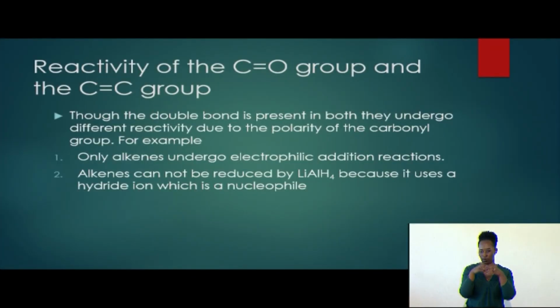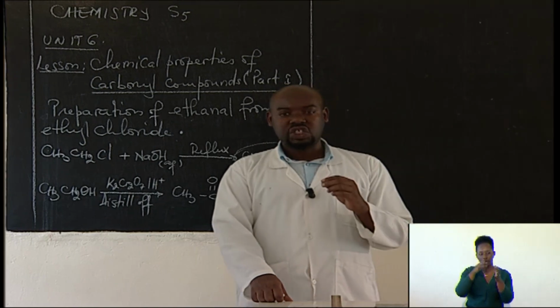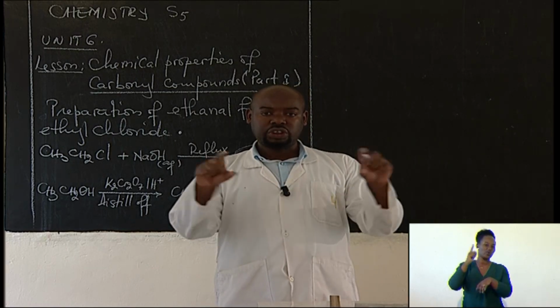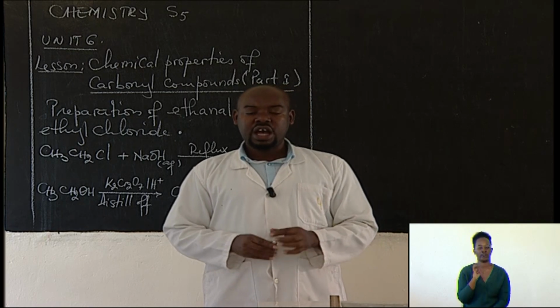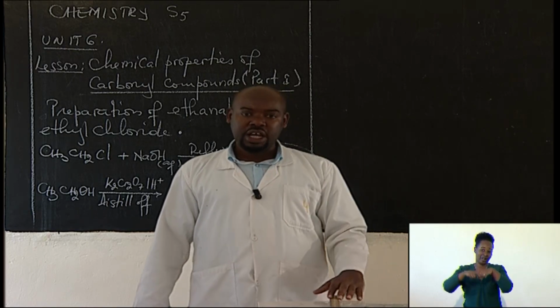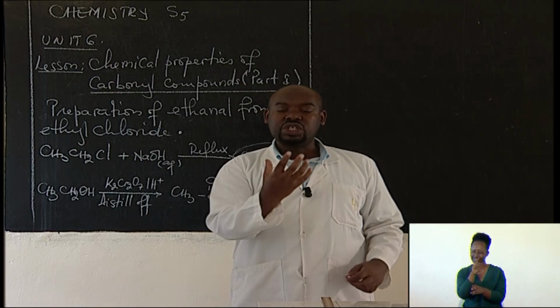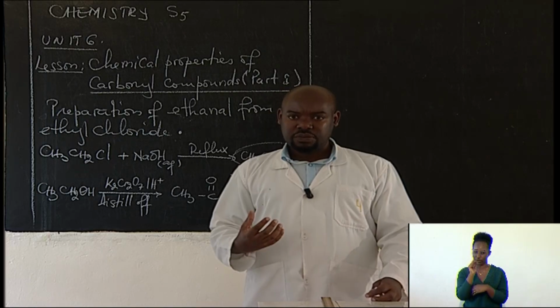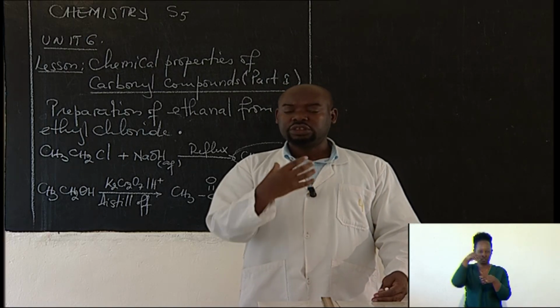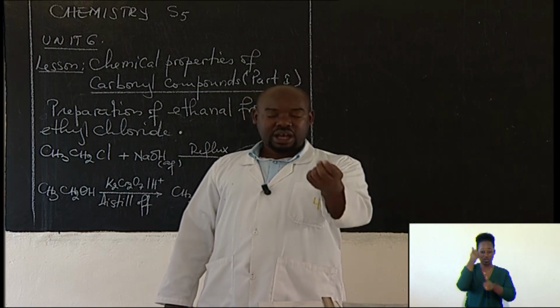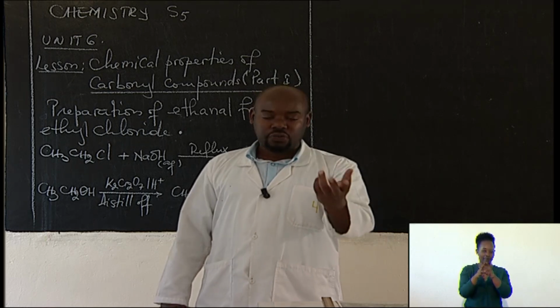Only alkenes undergo electrophilic addition reactions. Do we all remember the meaning of electrophilic addition reactions? When we add a molecule across the carbon-carbon double bond, it is added by an electrophilic mechanism. That site, the carbon-carbon double bond, is a site which is rich in electrons. There is a high electron density there. So a species which can attack that site should be an electrophile.